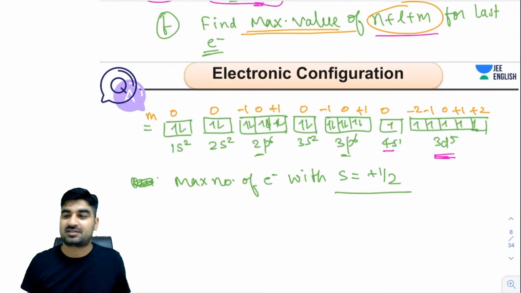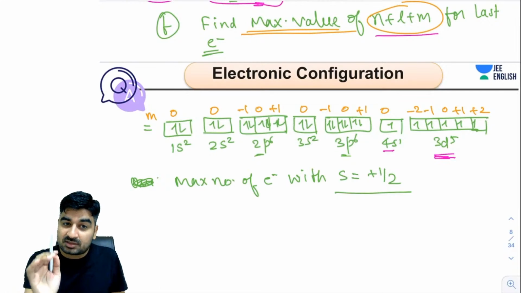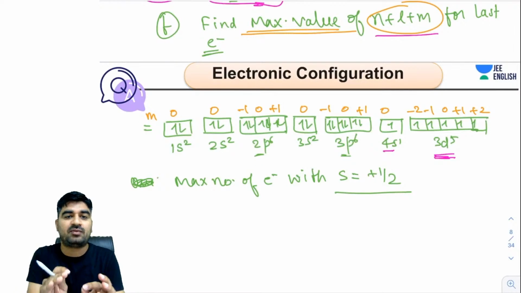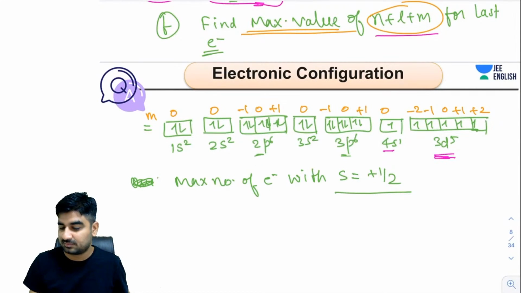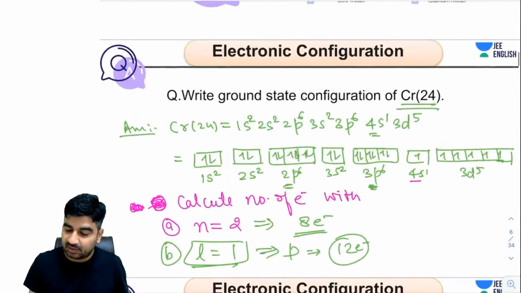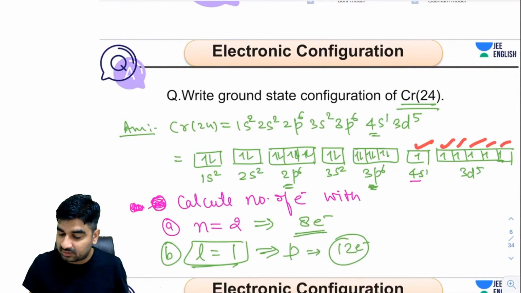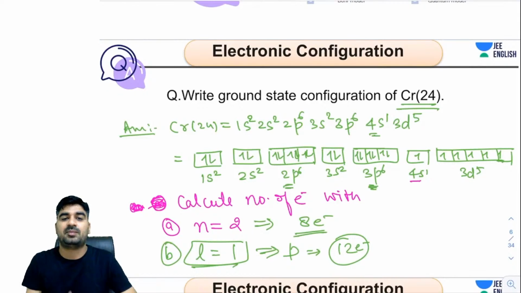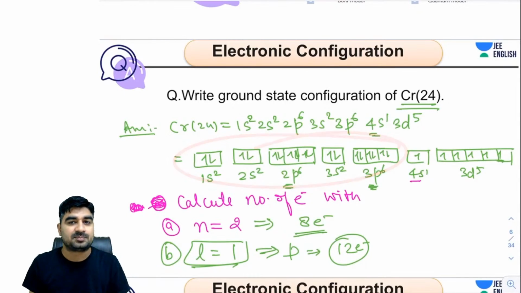Okay, so let me start. Guys, just see it carefully. Up to this point, all are paired up. So half will have plus and half will have minus. Up to this point, there are 24 electrons. In chromium, there are 24 electrons. And out of 24, 1, 2, 3, 4, 5, 6 — these 6 are unpaired. So it means 18 are paired. And if 18 are paired, it means 9 will have plus half and 9 will have minus half. I think you got my point.